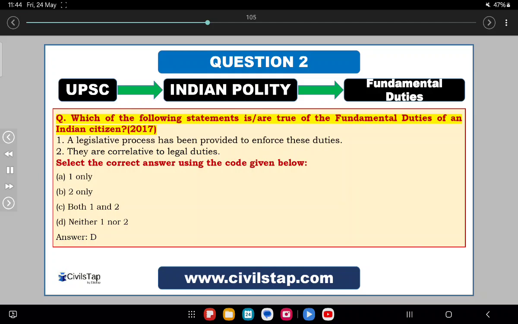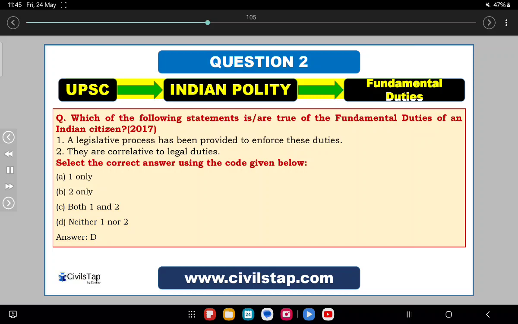Question 1 (2017). Which of the following statements are true of the fundamental duties of an Indian citizen? 1. A legislative process has been provided to enforce these duties. 2. They are correlative to legal duties. Select the correct answer using the code given below. A. 1 only. B. 2 only. C. Both 1 and 2. D. Neither 1 nor 2. Answer, D.